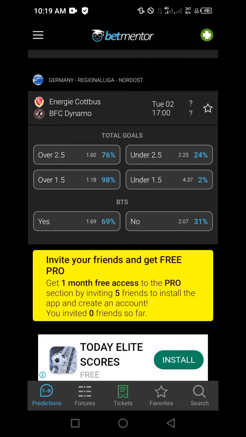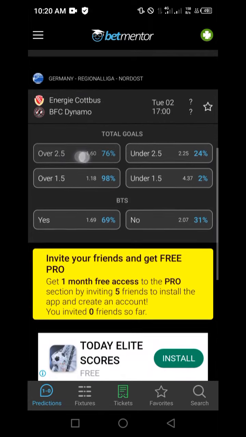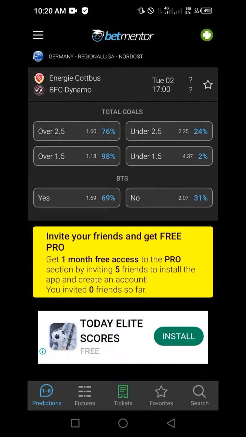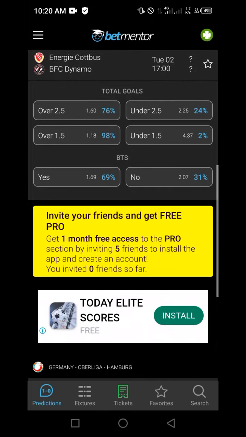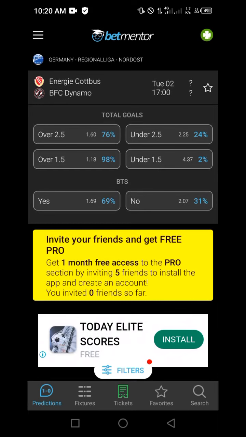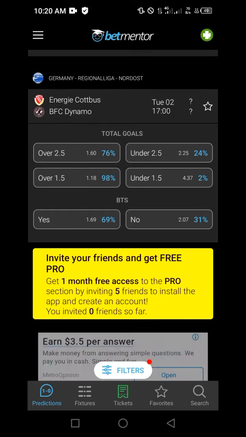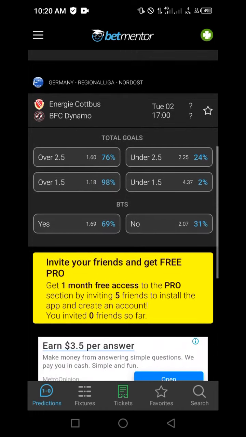But now what we want to do is to make sure that, based on the percentages displayed here, for example over 2.5 goals, 76%, over 1.5 goals, 98%, under 1.5 goals, 2%, our focus is to look at which percentage is the highest. The highest percentage of prediction tells us that the probability of it occurring is the greatest.